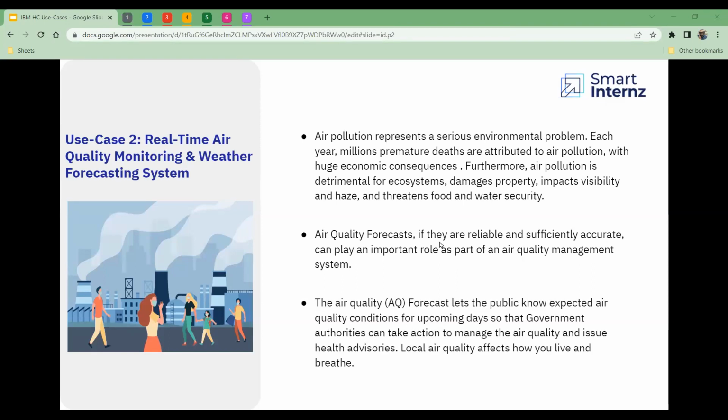The air quality forecast lets the public know the expected air conditions for upcoming days, so the government authorities can take action to manage the air quality issue. Health advisories: local air quality affects how you live and breathe. So these are all the solutions. So how is the government coming in?